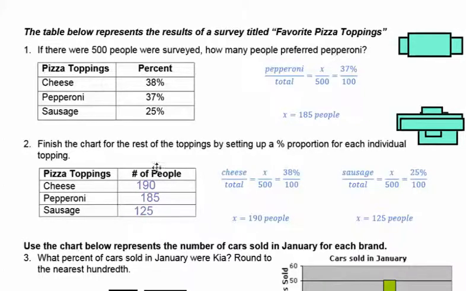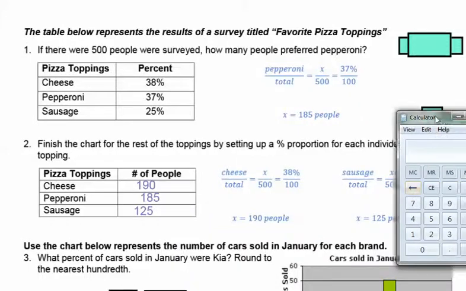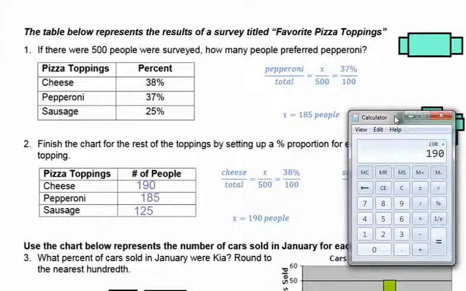Alright. If you add these up now in the chart, what should it end up equaling? How many total people were surveyed again? 500 people. So you can go ahead and take a minute, add it up, make sure that we get 500 people. Actually, I can do it up here. Not sure if you can see my calculator. So we have 190 plus 185 plus 125, and perfect.